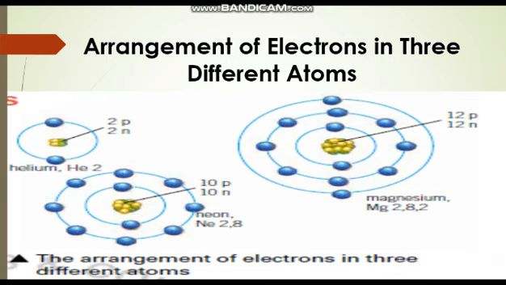Now in the third structure, you will see the magnesium having symbol Mg. Its atomic number is 12. So 2 electrons in the first shell, 8 electrons in the second shell. As the second shell can hold a maximum of 8 electrons, 2 plus 8 is equal to 10. So 2 electrons are left as the atomic number is 12. The remaining 2 electrons will go to the third shell.